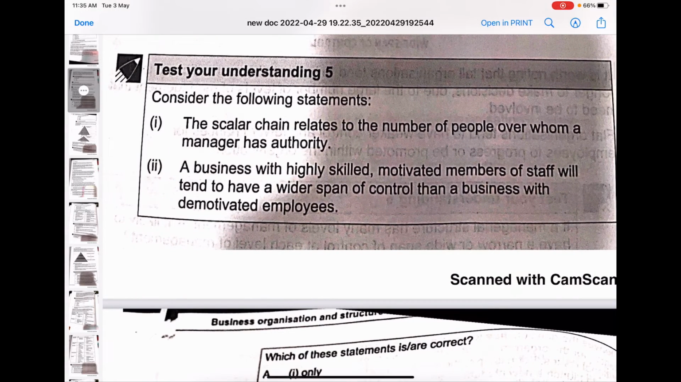Test your understanding. 5. Consider the following statement. The scalar chain relates to the number of people over whom a manager has authority. Is that true? A business with highly skilled, motivated members of the staff will tend to have a wider span of control. Giving you 2 minutes to find the answer to the question, and then you can check it with me.